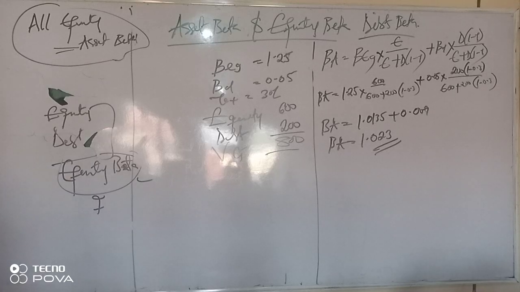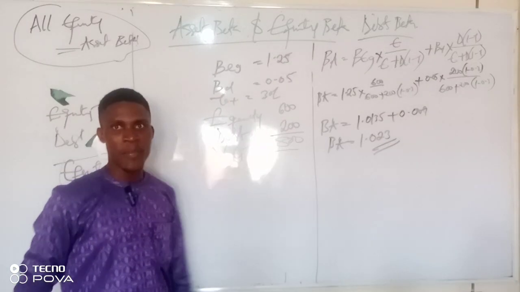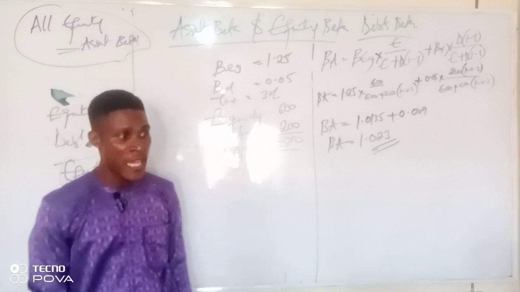Have you? Yes, of a geared company. How much is the beta asset now? 1.023. How much is the beta equity? 1.25. Always lower. So the beta equity of a geared company is always higher than the beta equity of an ungeared company.